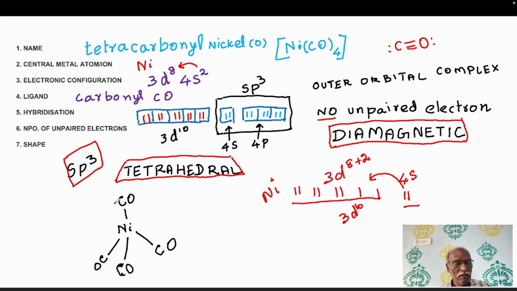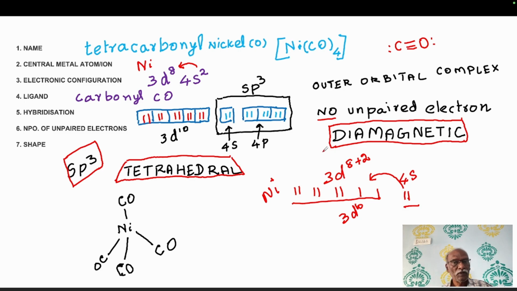Okay, now see one more thing. No unpaired electrons, and thereby this compound is diamagnetic. It's a diamagnetic molecule. How do we come to know? Experimentally, we are able to prove that this compound is diamagnetic, and this supports the structure, this type of hybridization, and all those things. They are supported by the practical evidence that this compound is diamagnetic, experimentally proved.